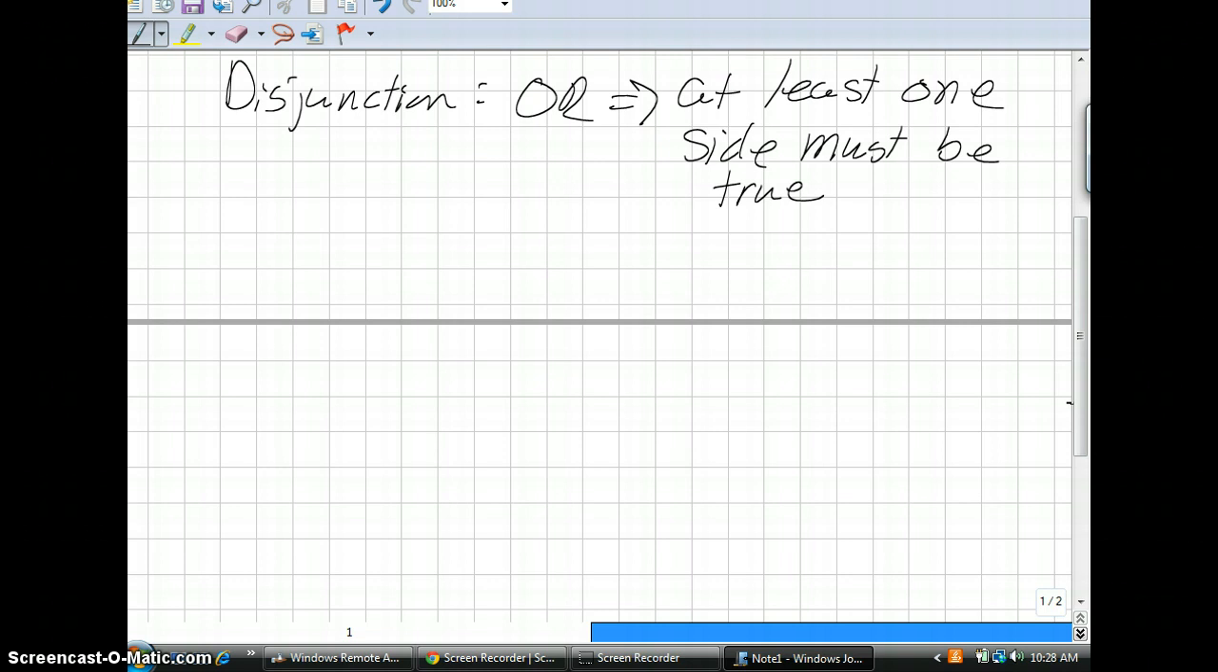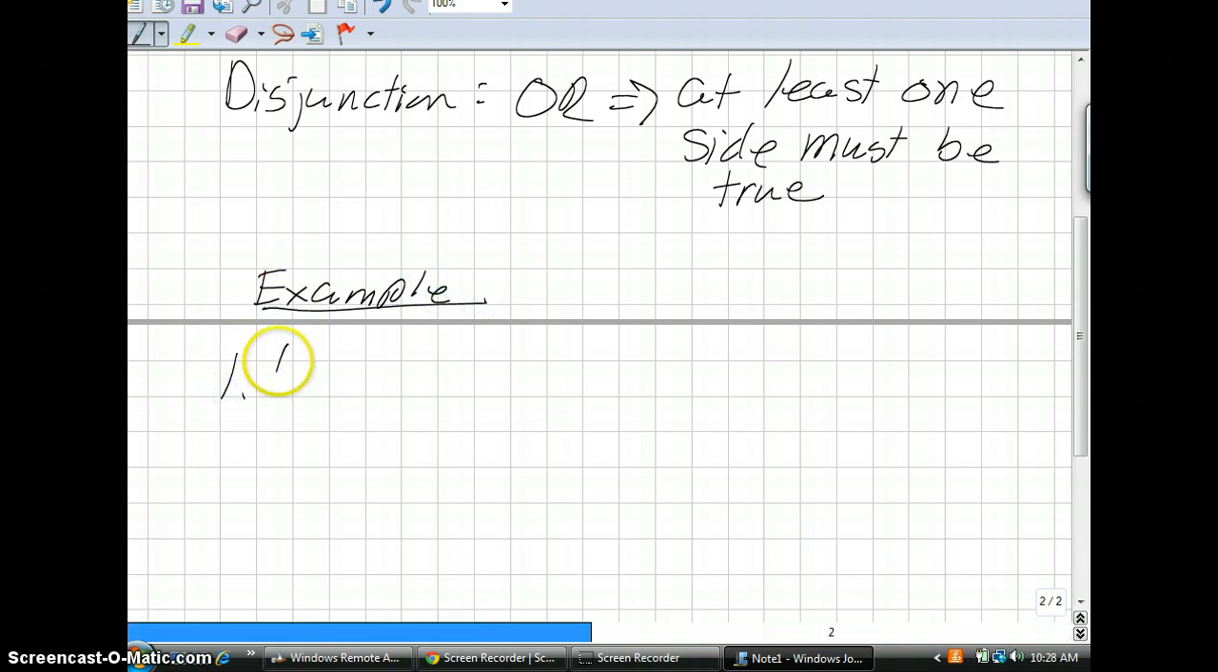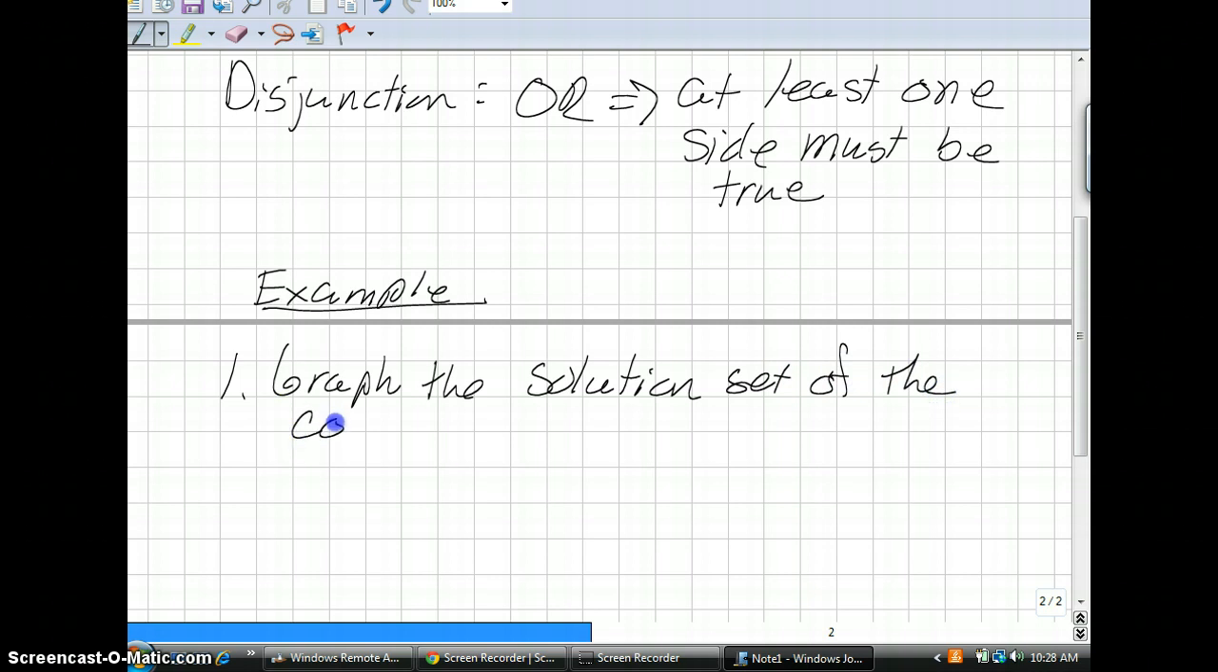Okay, so example number 1, graph the solution set of the conjunction x is greater than or equal to -1 and x is greater than 2.